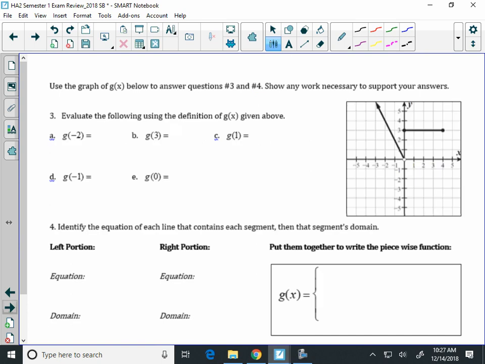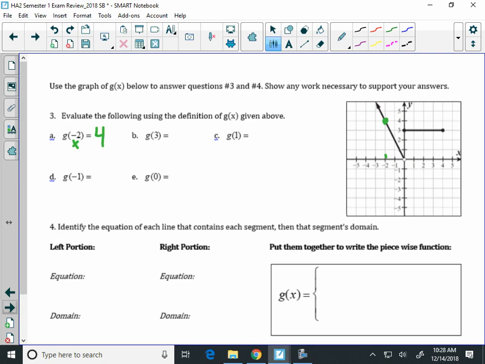Now number 3 and 4 use the graph that is given to you right here. First, we're going to evaluate the piecewise function from this graph. So we're going to look at g of -2. That -2 is an x value. You go to -2 up to the function, like when we did the Unit 2 video, and the output is 4. Most of this is pretty simple.